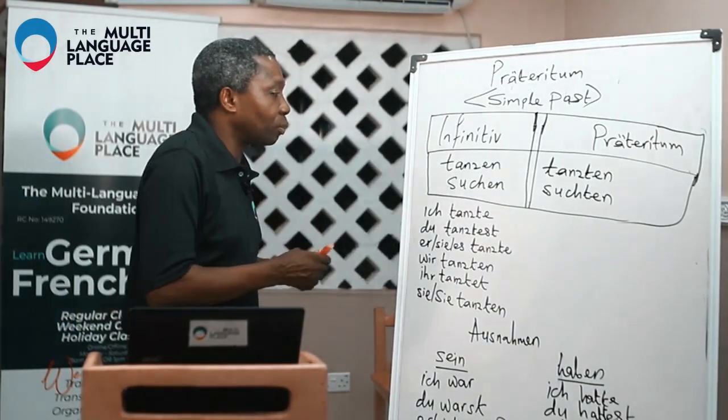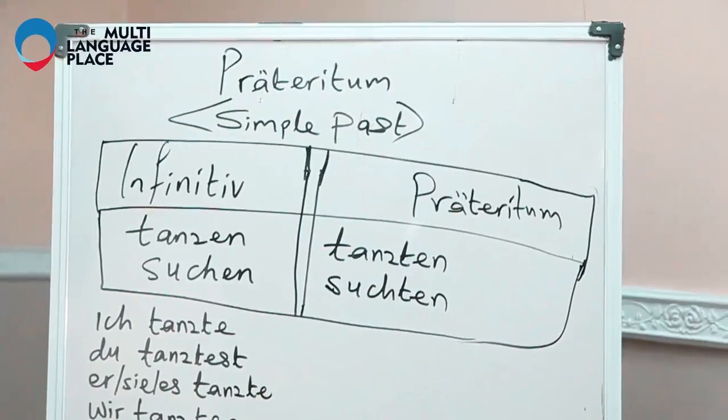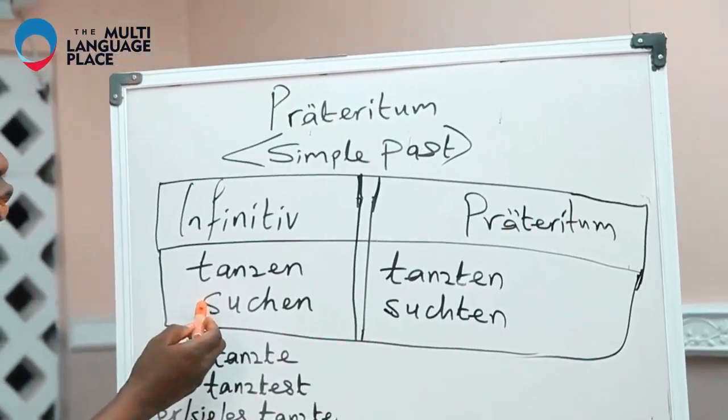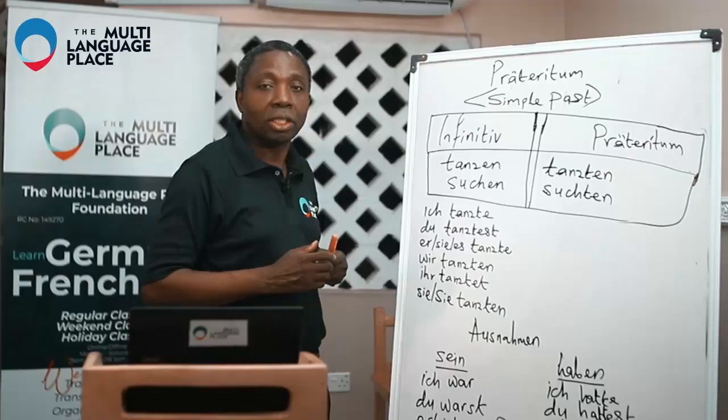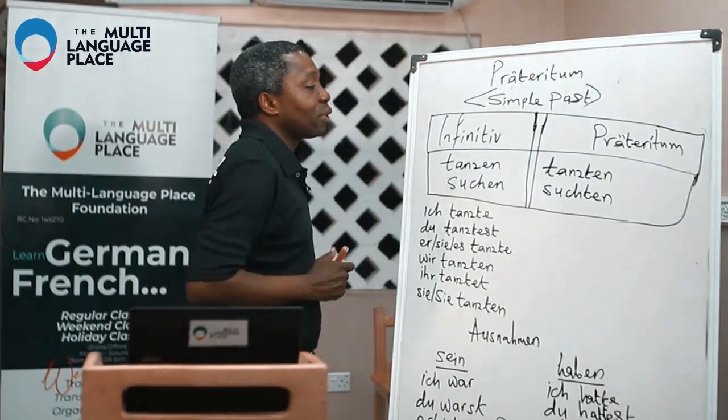I have on the board the infinitive form of two verbs. The first one is tanzen. You remember that verb? Tanzen, to dance. And the second one is suchen. Suchen, to search or to look for. Now, this is the infinitive form.